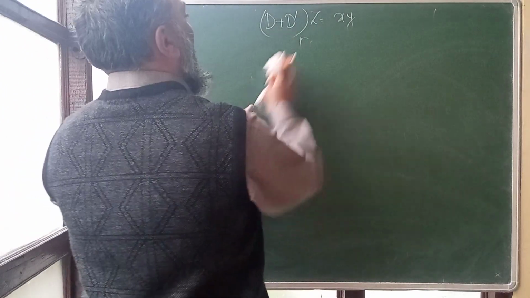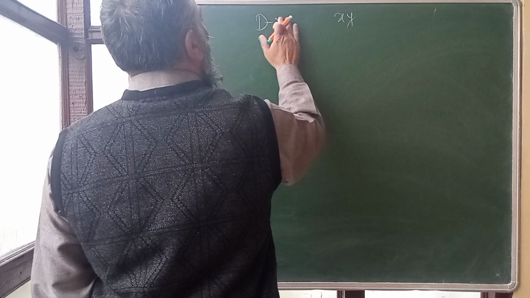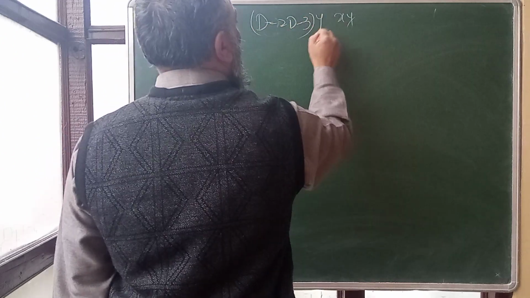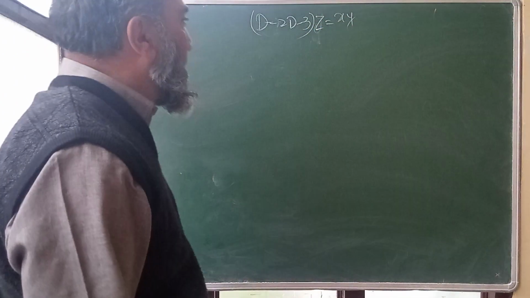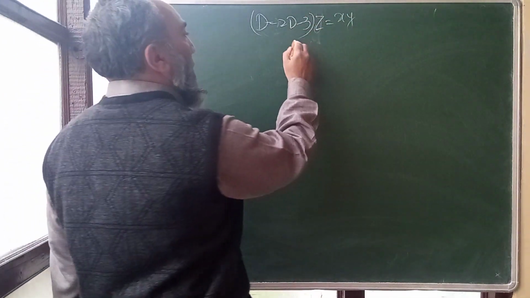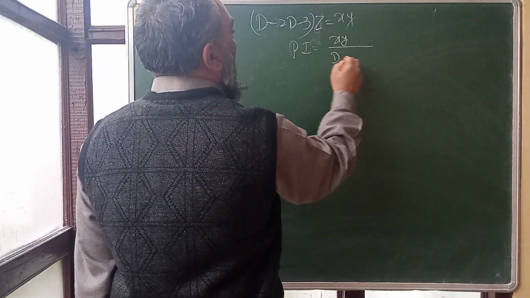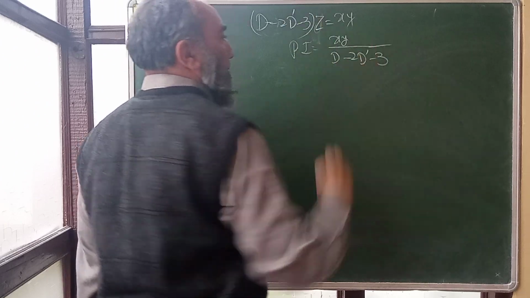Say I have a homogeneous one, that is okay, because you know the general method also. (D² − 2D' − 3) operating on y, operating on z equals xy. This is a question. Complementary function, leave it. Particular integral is xy upon (D² − 2D' − 3).